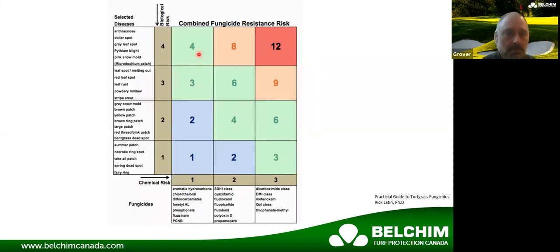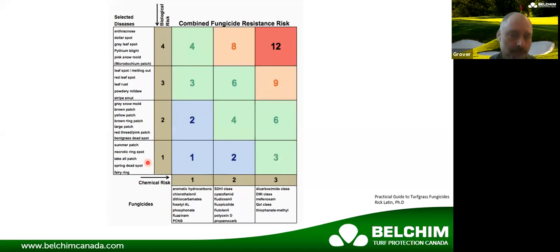So I'd like to throw this up too. It shows you the fungicide risk, or the risk of developing resistance when we factor in biological risk and chemical risk. So here are your diseases, and they're categorized based upon the populations that they form. So down here, your summer patch and take-all patch are deemed low resistance risk because the pathogen population that they form tends to be generally low.